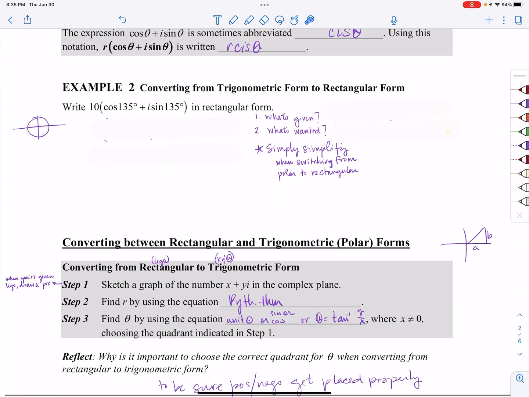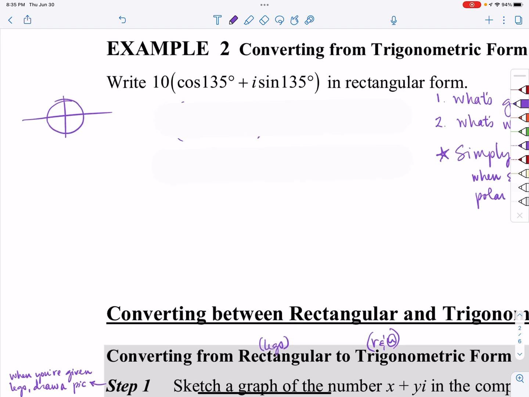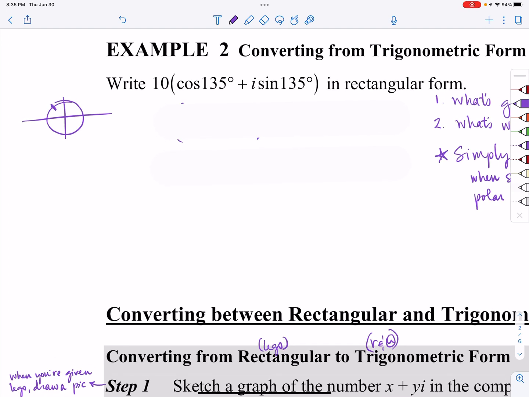All right, example number 2 here. Let's convert from trig form, that's r's and thetas, to rectangular form. What's given, as we just mentioned, are r's and thetas. What's wanted is rectangular form, so we want legs. Whenever you have r's and thetas and you want legs, you're going to simply simplify. This is straight off of the unit circle. 135 degrees is smack dab in the middle of the second quadrant. The cosine value there is negative root 2 over 2. The sine value is positive root 2 over 2.